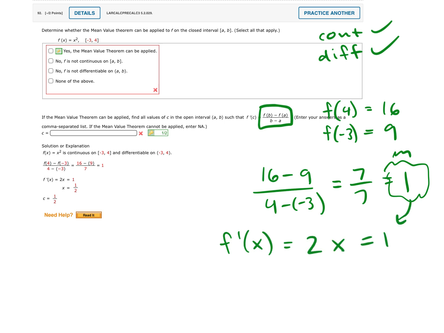So the difference between Rolle's theorem, we always set it equal to 0. Mean value theorem, you have to find the slope and then set your derivative equal to that. So x would be 1/2.